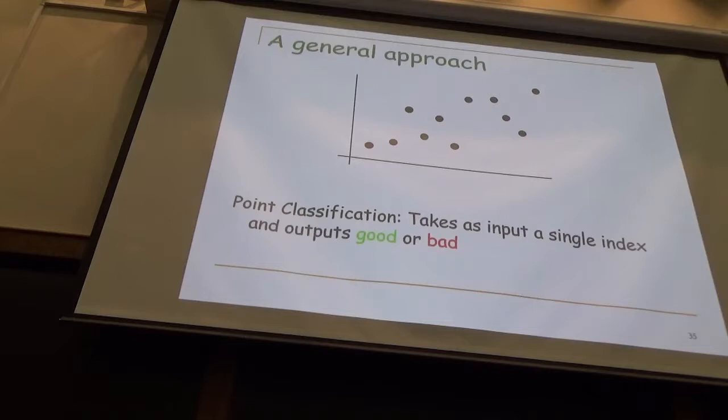Here's the general approach they take. First thing underlying this is an algorithm which I'll call point classification. Point classification takes as input one point of this sequence. Let's say I give you the index, and that tells you the point. It will either call that point good or bad. It'll do some computation: to decide whether this point is good or bad, I'm going to look at some of the other entries in the array, but then I'll make a decision.